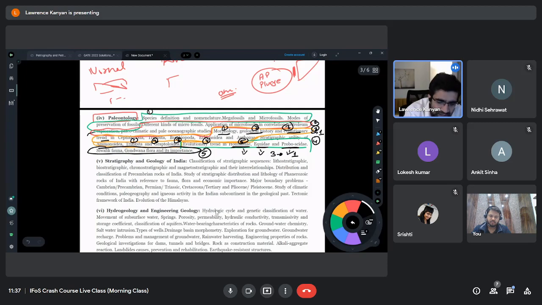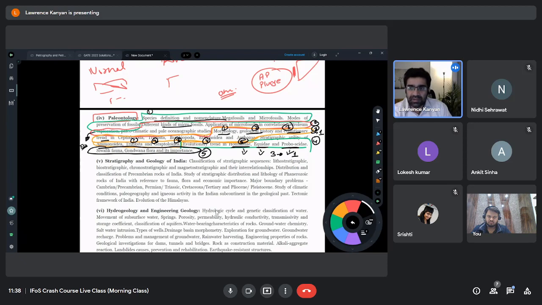This applications part of microfossils you prepare. So different kinds of microfossils and applications. This one question is fixed. They can ask from this part. So at least the applications part you prepare. And from this fundamentals part they will ask one question.